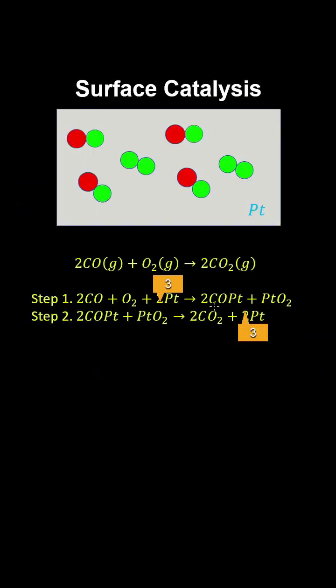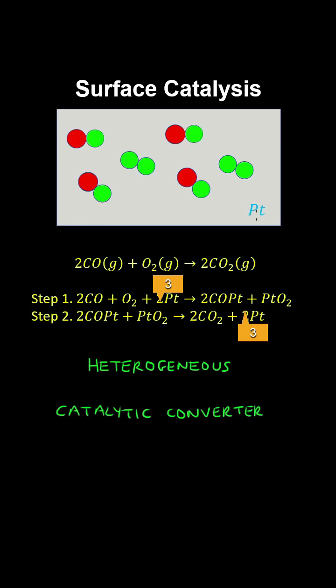Surface catalysis involves a reactant or intermediate that binds to a surface or forms a covalent bond with it. And that introduces new elementary reactions, and it's a heterogeneous type of catalysis where the reactants and catalysts are not in the same phase. So for example, in a catalytic converter of a car, you have a sheet of platinum that's used to oxidize harmful carbon monoxide into carbon dioxide gas.